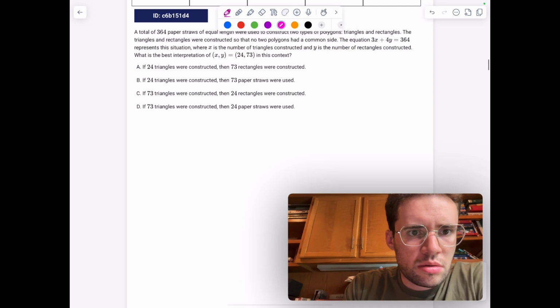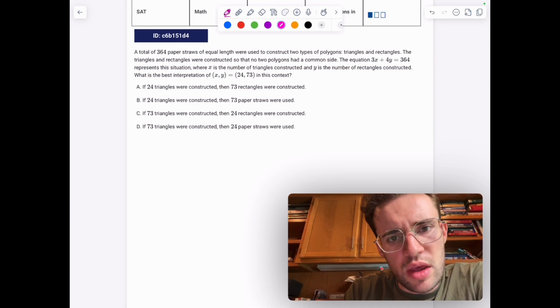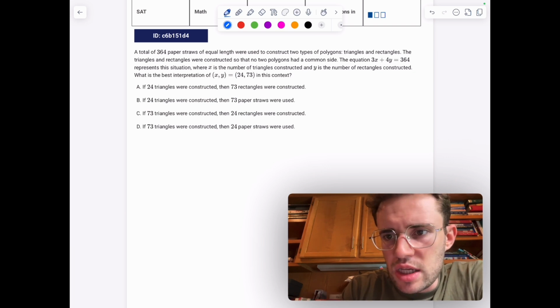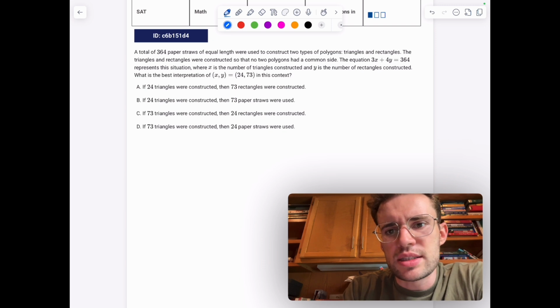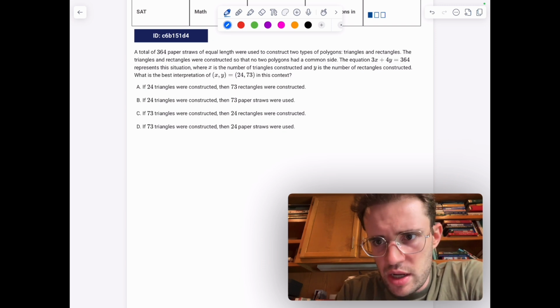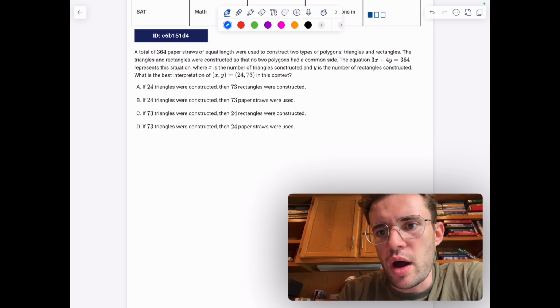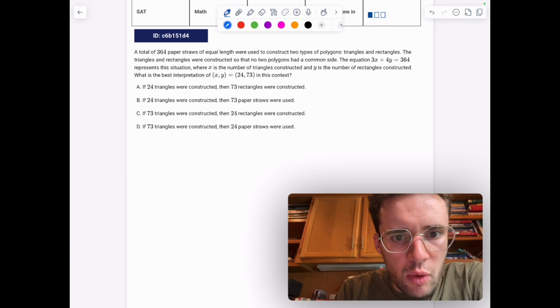All right. A total of 364 paper straws of equal length were used to construct 2 types of polygons, triangles and rectangles. The triangles and rectangles were constructed so that no 2 polygons had a common side. The equation 3x plus 4y equals 364 represents this situation, where x is the number of triangles constructed and y is the number of rectangles constructed. What is the best interpretation of x comma y equals 24 comma 73?